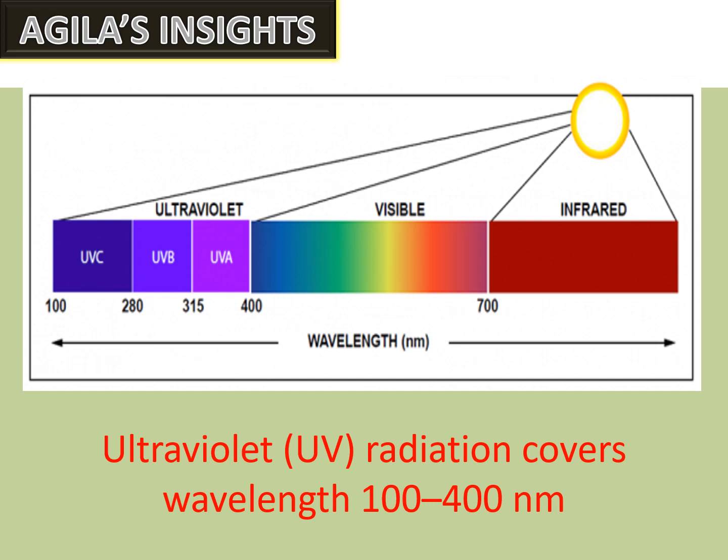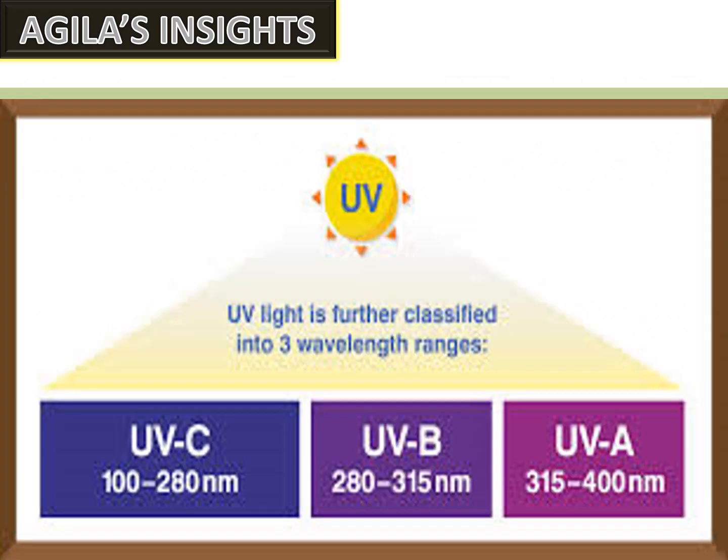commerce and recreation. The ultraviolet region covers the wavelength range of 100 to 400 nanometers and it is divided into three bands: UVA, 315 to 400 nanometers; UVB, 280 to 315 nanometers; UVC, 100 to 280 nanometers.